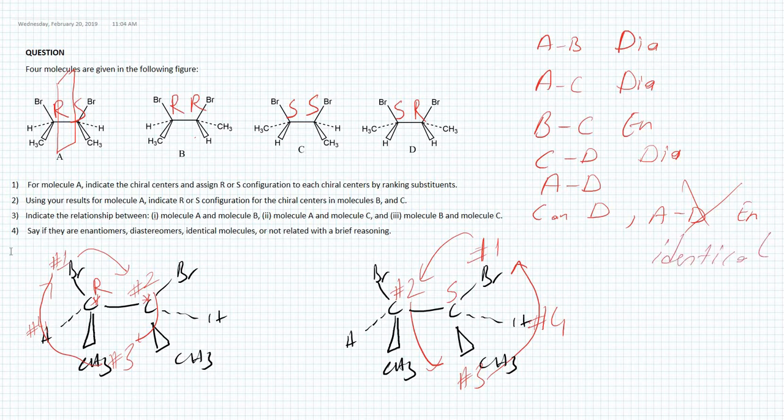So at the end we decided that AB are diastereomers, then AC are diastereomers, B and C are enantiomers. And why are B and C enantiomers? Because they are mirror images of each other, and also they are not meso. B and C are not meso. Why? Because they don't contain a symmetry plane. That's the difference between A and D. And then we decided C and D are diastereomers, and A and D are identical, they are not enantiomers, because A and D are meso compounds.